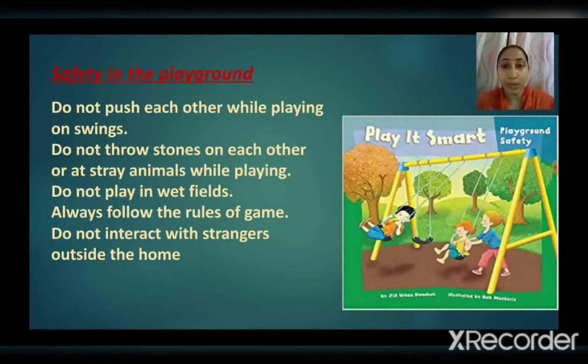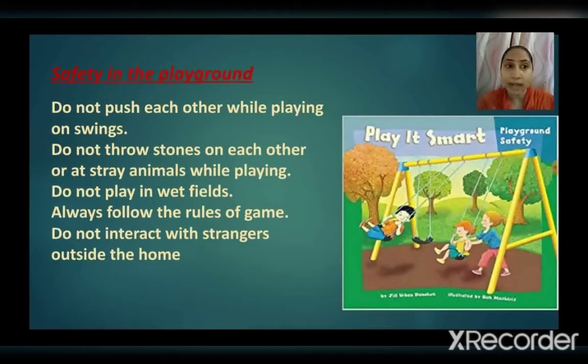Do not play in wet fields. Okay? During rainy season, monsoon season, the fields get wet. There are a lot of puddles of water. So please do not go for playing. Do not play in wet fields. You may slip and you may hurt yourself very badly. Always follow the rules of the game. Okay? No cheating. Always you have to follow the rules of the game. Okay? And no fighting with friends.